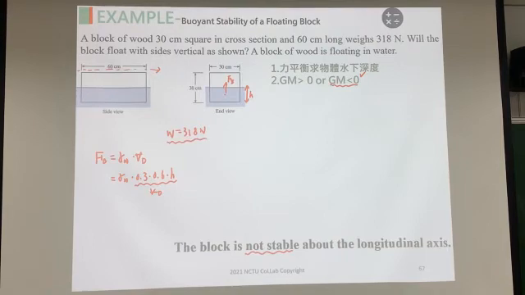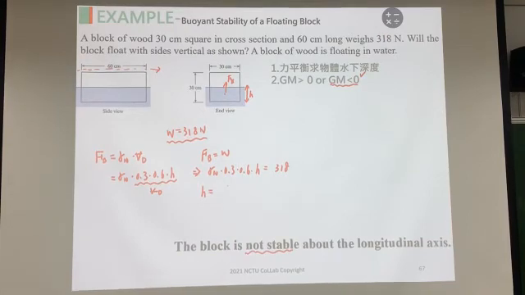Because we know only two forces act along the vertical line: one is weight, another is buoyant force. So we make the force balance, FB should be equal to W. We can rewrite the equation: gamma W multiplied by 0.3, 0.6, and H is equal to 318 newtons. Okay, so we can compute the H high.